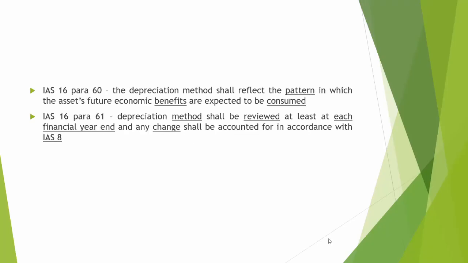With our depreciation, we also need a method. We've got the useful life, and we've found out what the residual value is. We now need to know how we are going to allocate that depreciable amount over the useful life. This is referred to as the depreciation method, which will reflect the pattern of consumption of benefits. That too needs to be reviewed at least every year and be accounted for in accordance with IAS 8 if there is any change.